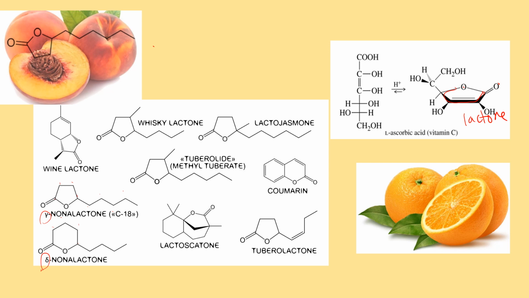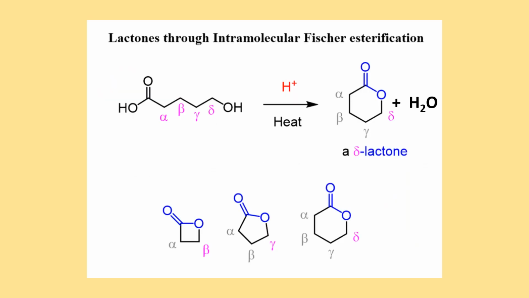So here's some lactones. Now we know how to use Fischer esterification to make a lactone. Here's another: 1, 2, 3, 4, 5 carbons, alpha, beta, gamma, delta. When that rings up, you get a delta lactone. And then this is a gamma lactone and a beta lactone. That's where the Greek letters come from. Alpha is first off the carbonyl carbon, then beta, gamma, delta.